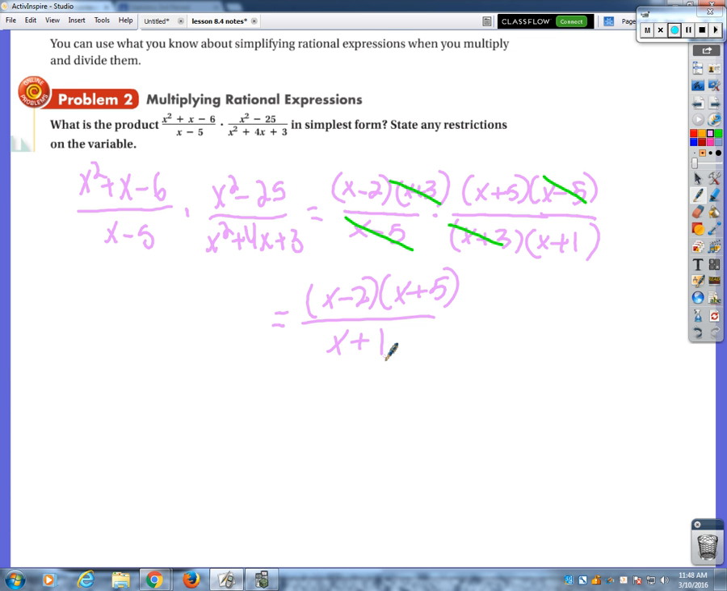All right, and Maddie has inadvertently asked a really good question. If everything cancels on the bottom, what's on the bottom? 1. If everything cancels on the top, what's left on the top? 1. Right, exactly. Okay, so this is it in simplest form.